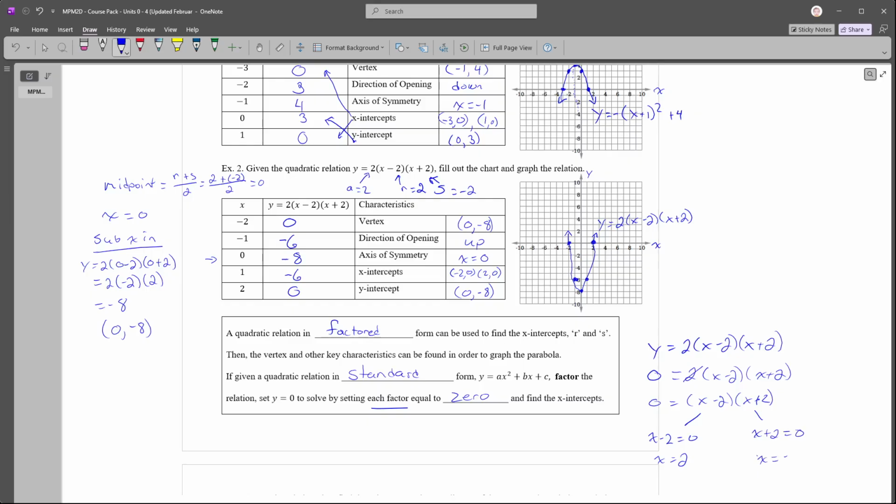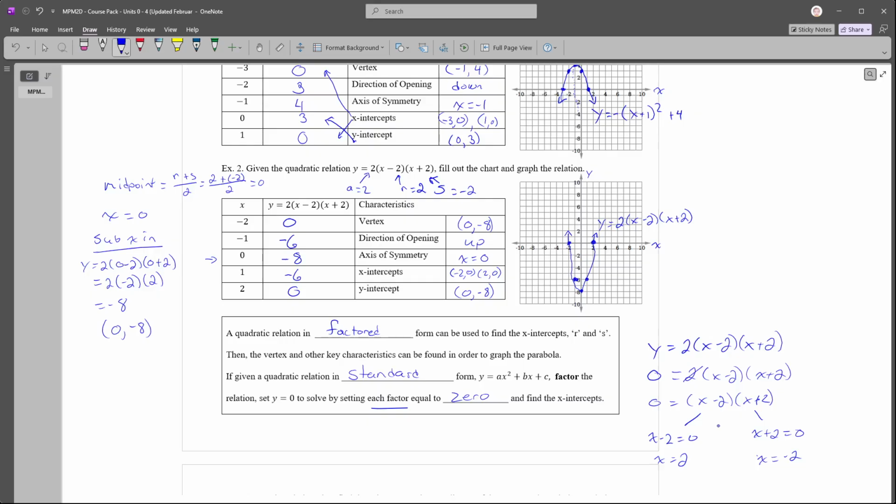That means x is equal to negative 2. Now you're looking at this and you're like, I don't need to do that step. I can just look at the brackets, sir, and I can see that my two factors, my two x-intercepts are going to be 2 and negative 2. Why did you show me this ridiculous, complicated way?